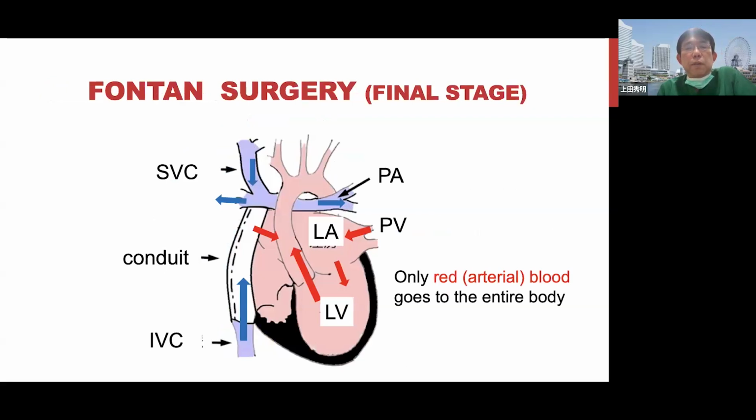After the Fontan surgery, because an artificial conduit is connected between the IVC and SVC, the total venous return will go directly to the pulmonary arteries. And only the red blood flow, which means the pulmonary venous return, will enter the LA. So the single ventricle will receive only fully oxygen-rich blood flow, and it will supply the circulatory system.